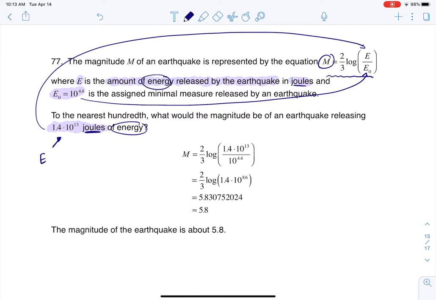So that's what I'm doing. I'm plugging those numbers in. You can see me plugging in 1.4 times 10 to the 13th on the numerator, 10 to the 4.4 on the denominator. I crunch all that on my calculator. I hit the log button and multiply it by 2/3. And when it comes to earthquakes, we usually go one decimal point. So the magnitude of this earthquake is about 5.8 on the Richter scale.